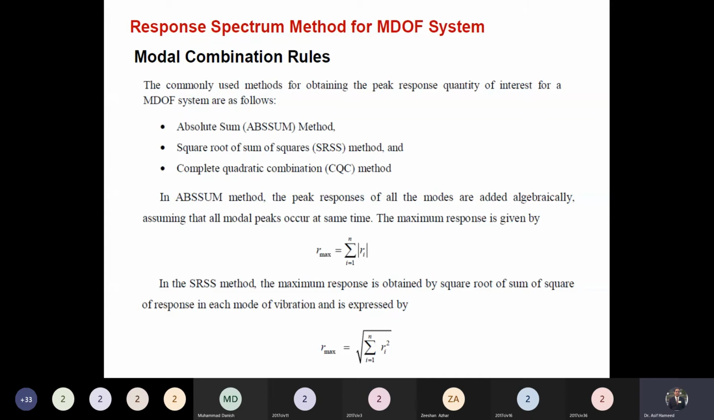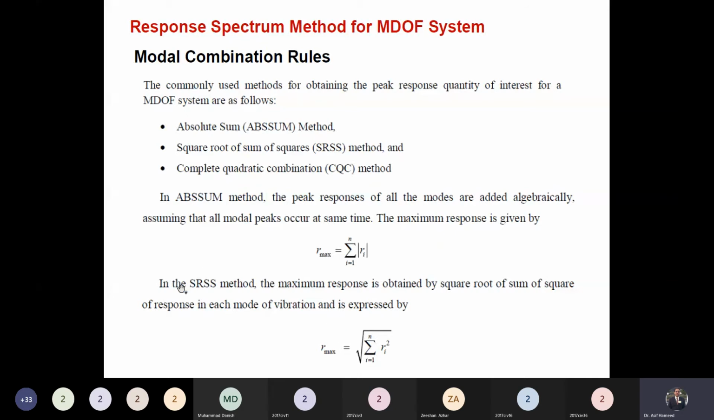Absolute value कौन सी होती है बेटा? तो डायरेक्शन से इंडिपेंडेंट हो गए. हाँ, without any sign. कुछ आपके पॉजिटिव होंगे, कुछ नेगेटिव होंगे. So simply, you can add the absolute values of the responses in the different modes, and we will have the total response.